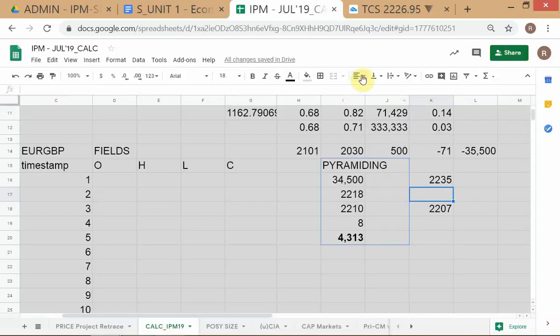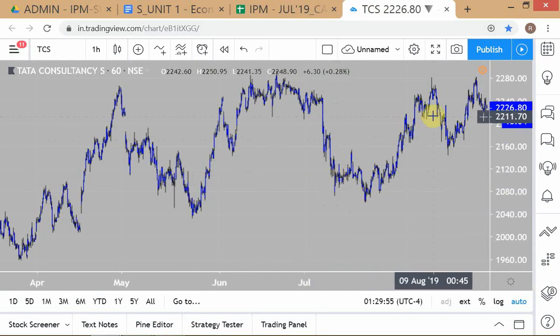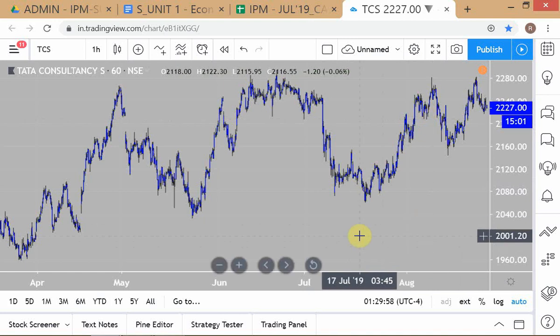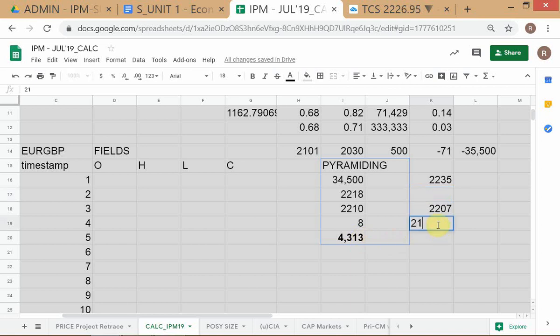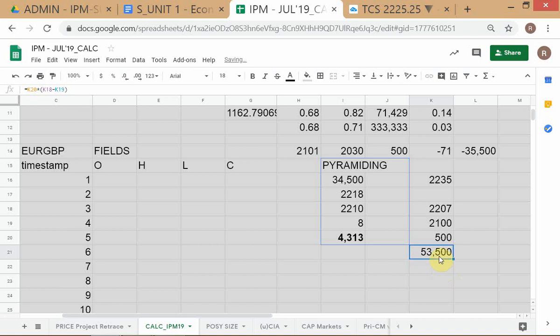And we have another thing, which is 2100. Let's say we bought this at 2100, and we are going to stop at 2207. So we bought 500 shares at 2100. For this 500 share lot, we are going to make a profit of 500 times (2207 minus 2100). We are going to make this 53,000. Let's assume this is all in dollars. We are going to make this profit.